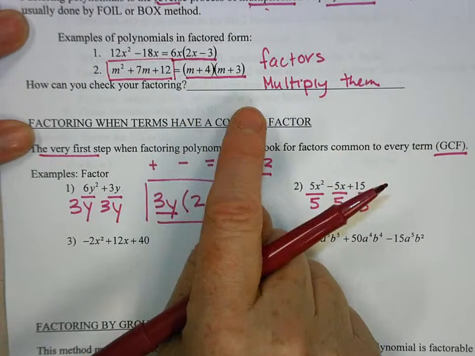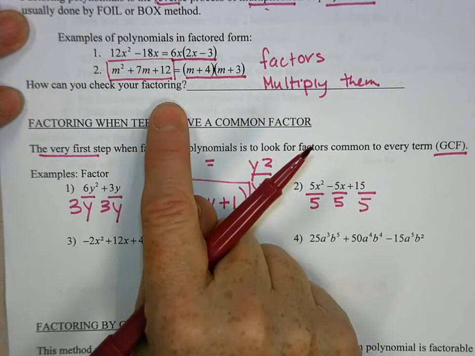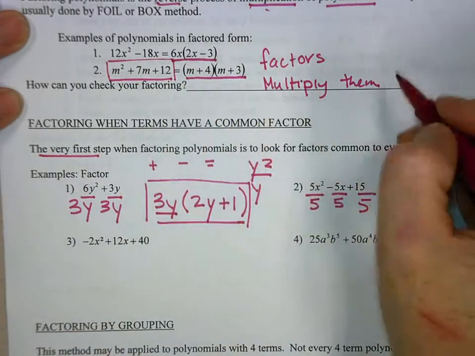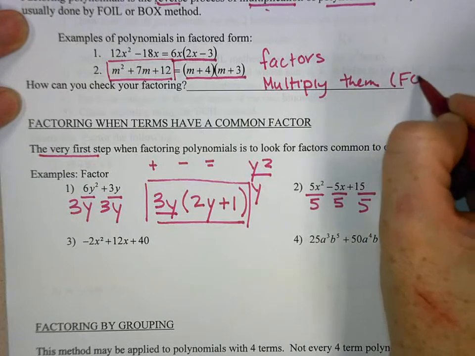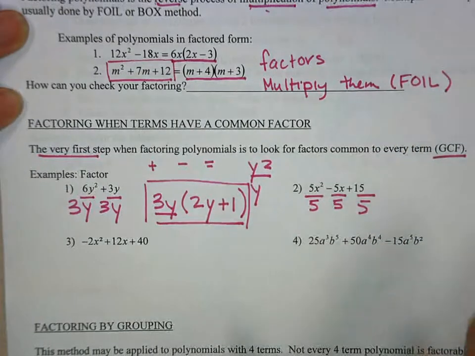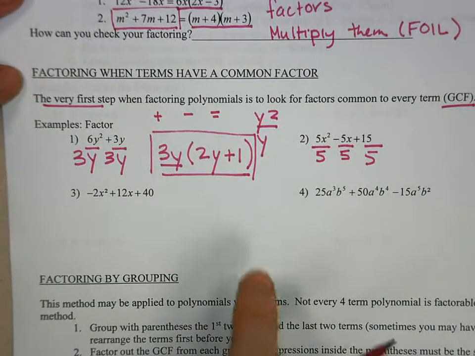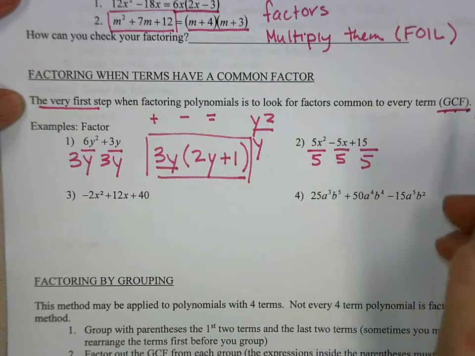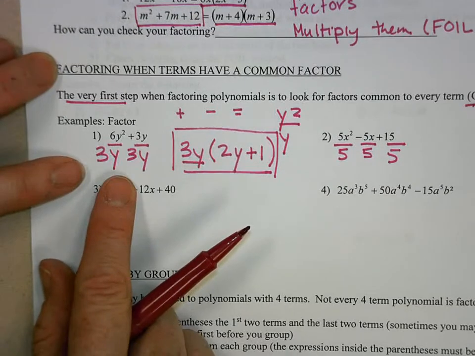So reverse multiplying. How do you check factoring? You get your factors and you multiply them. In the binomial case, it would be with FOILing. So the first step whenever you factor is to find a greatest common factor. Look at a problem right down here.